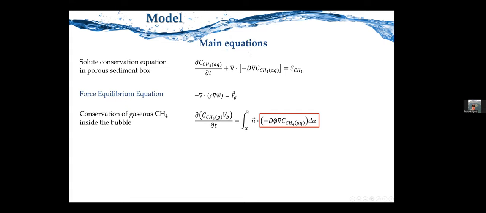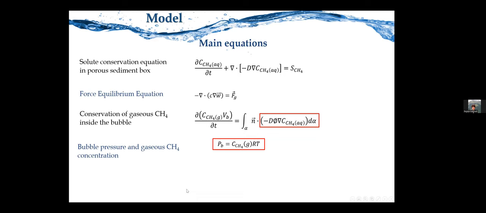And actually, while integrating on the bubble surface, you would have a total diffusive flux to the bubble and the rate of change of gas within the bubble. Next important equation is the bubble pressure within the bubble, which is connected to the concentration of gas within the same bubble.